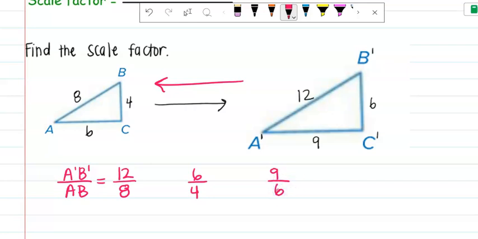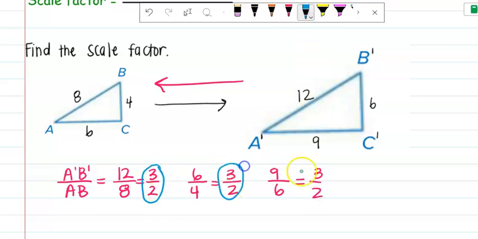So you're probably thinking, Mrs. Duncan, none of those are the same. And that's true because we have to simplify. Okay, so 12 and 8 are both divisible by 4. So if we take a 4 out, we get 3 over 2. 6 and 4 are both divisible by 2. So when we divide a 2 out, we get 3 over 2 again. And 9 and 6 are both divisible by 3. So we divide a 3 and we get 3 over 2 again. So notice these are all the same, which makes sense.